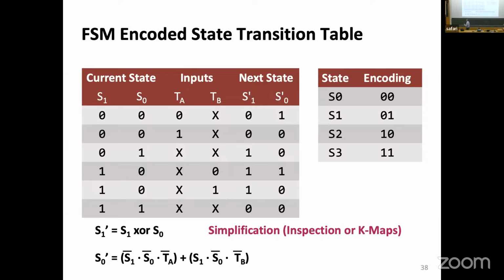So what did I do? I calculated this part. So the next state was calculated out of the state holding register, so the current state. Right? I took the current state. This is some combinational logic. And I had my inputs. In my case, the inputs were TA and TB, right?